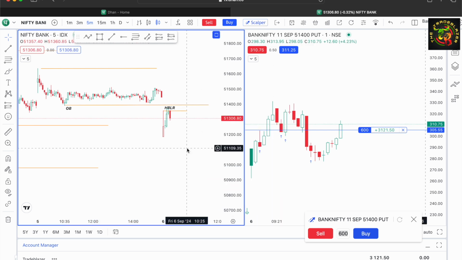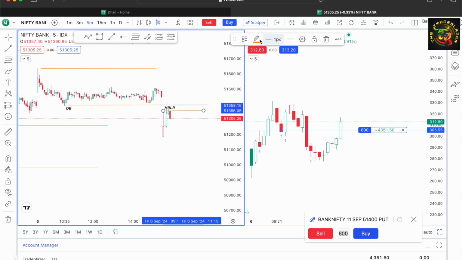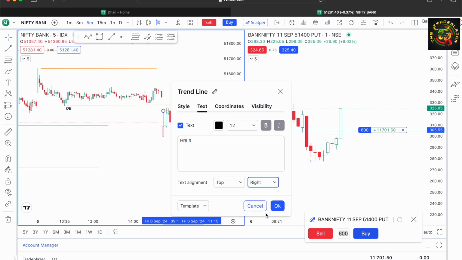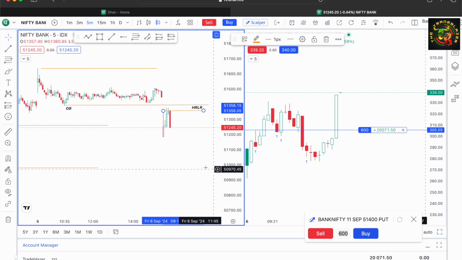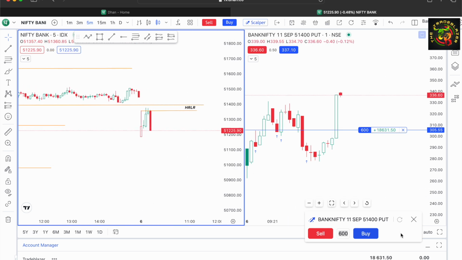The setup is kind of activated now. You can see a nice rise in the premium as well. And yes, price is right now trying to move towards the day's low.